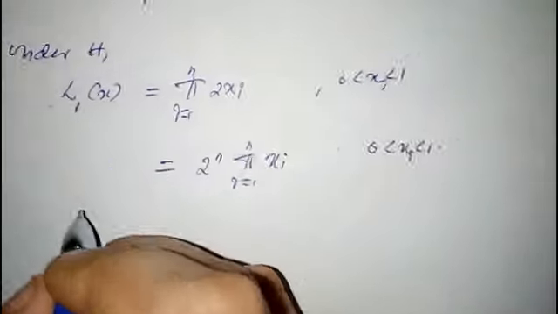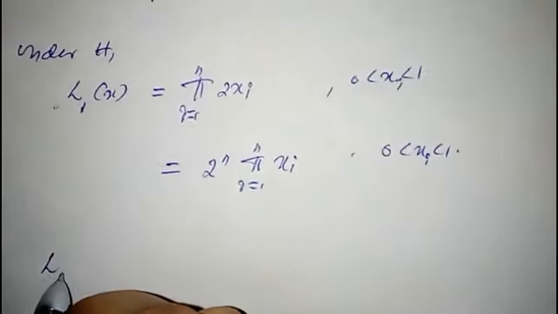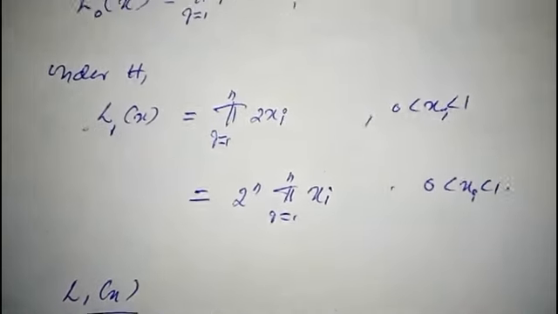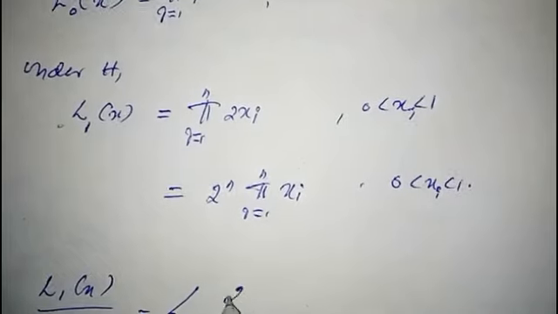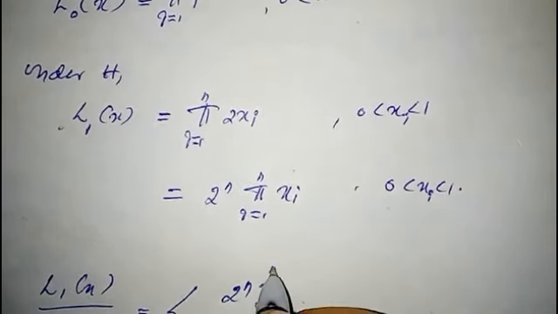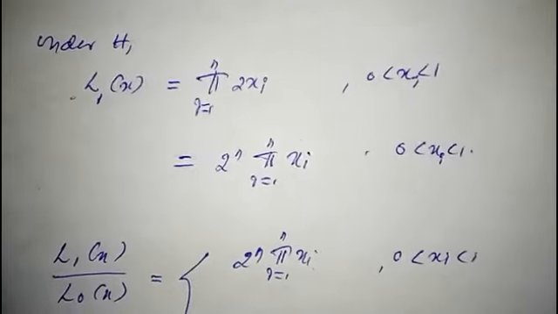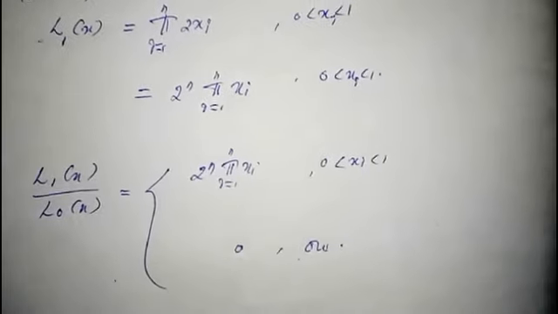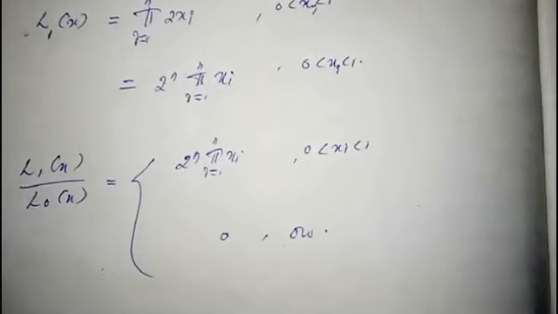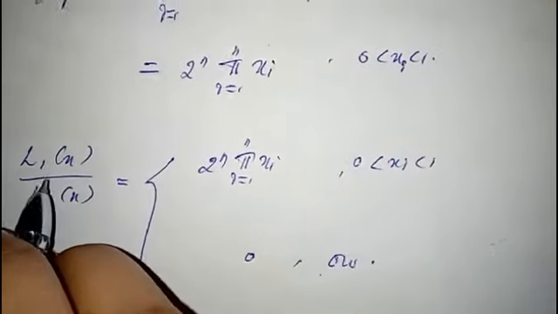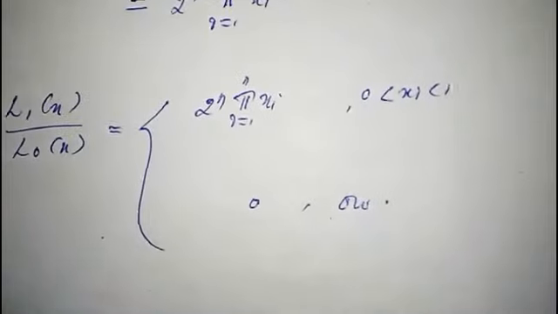Then we have to take the ratio, that is, the likelihood under H1 over the likelihood under H0. The answer is 2 to the power n times the product from i = 1 to n of xi for 0 < xi < 1, and 0 otherwise. This is the likelihood ratio. From the Neyman-Pearson lemma, we reject H0 for a large ratio, that is, when the likelihood under H1 divided by the likelihood under H0 is greater than some value k.